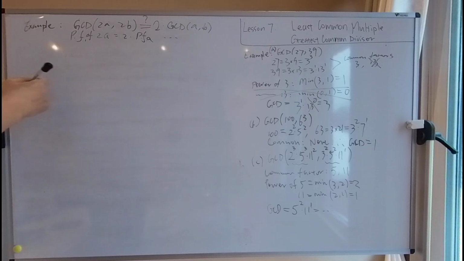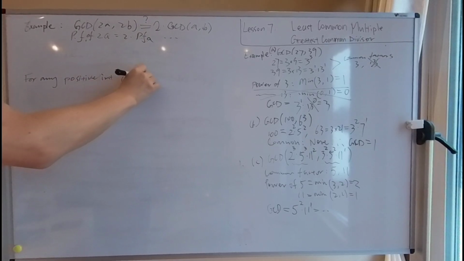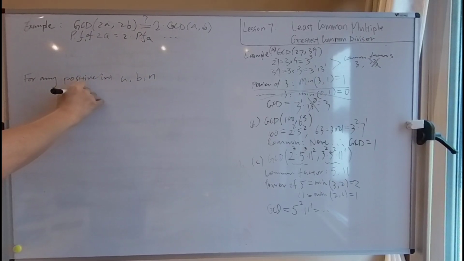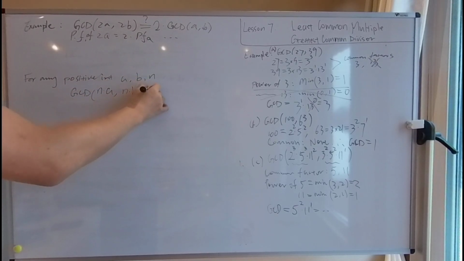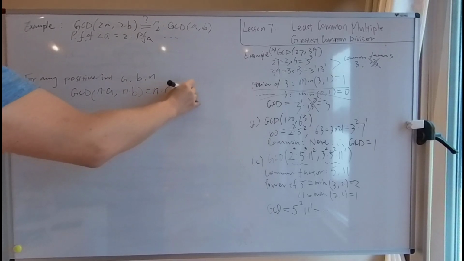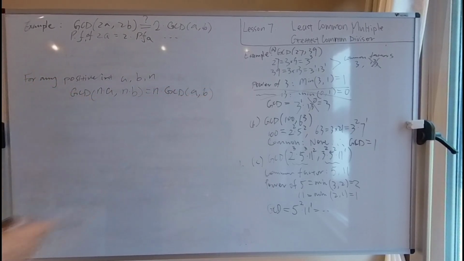So once you prove this, the conclusion is that for any positive integers A, B, and N, we have the GCD of N times A and N times B is equal to, you factor out the common integer N, then taking the GCD of A and B.